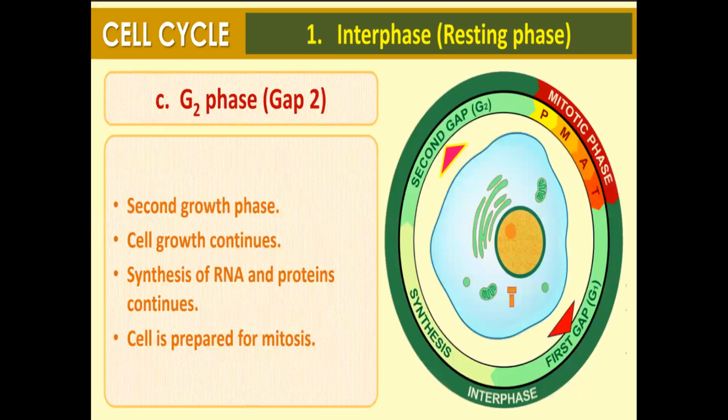Now in G2 phase, which is the second growth phase, cell growth continues. More synthesis of RNA and proteins continues, and the cell is prepared for mitosis. So here also you can just write more RNA and proteins are synthesized in G2.